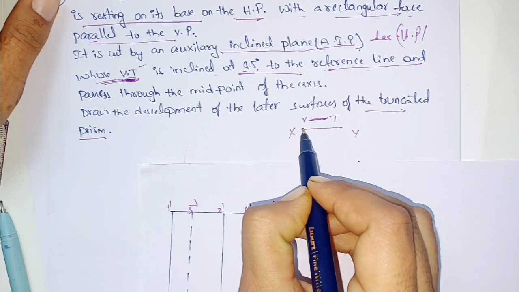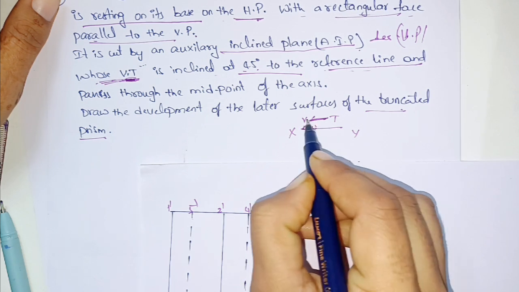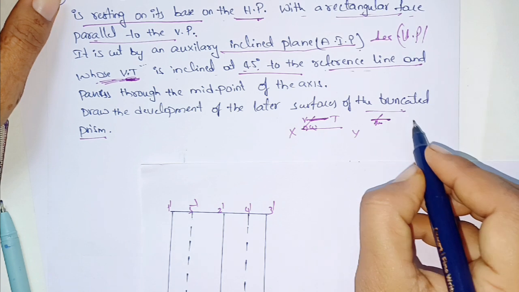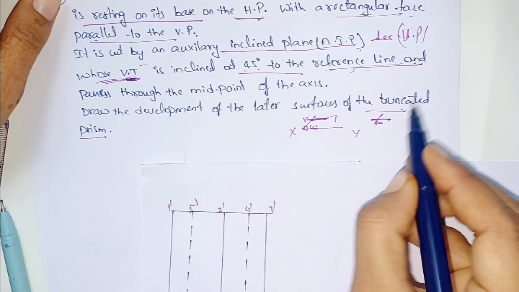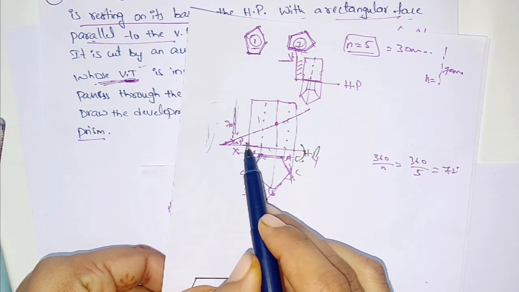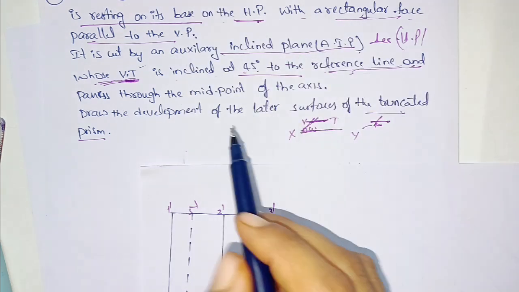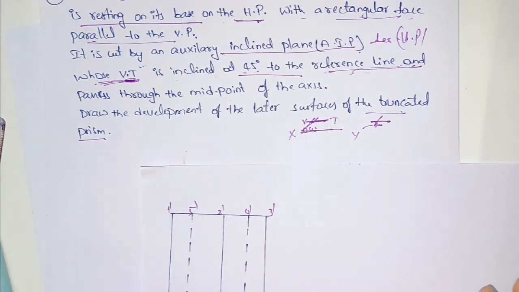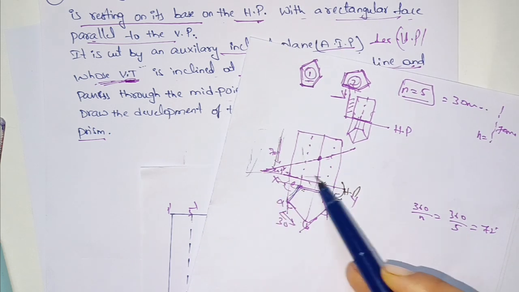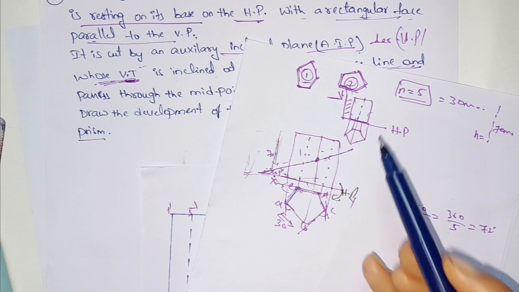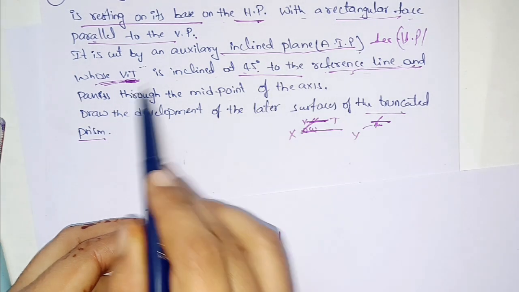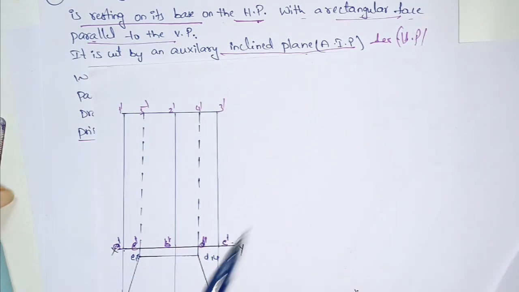This VT is inclined at 45 degrees, not a horizontal line. This VT you have to incline at 45 degrees to the reference line, this reference line you have to project. Like this only we have to project the 45 degrees angle, this VT. Okay, and passing through the midpoint of the axis. So before that you have to divide and find the midpoint of the axis, then take a reference line at 45 degrees and draw the cutting plane line, that is the auxiliary inclined plane, named VT.